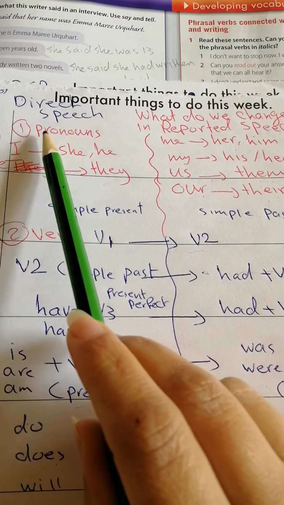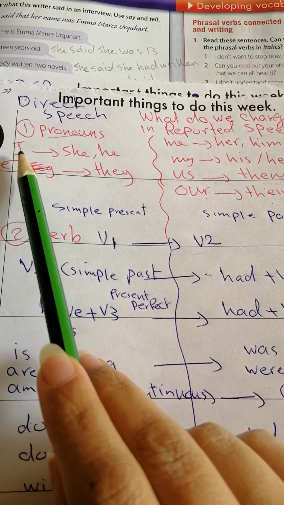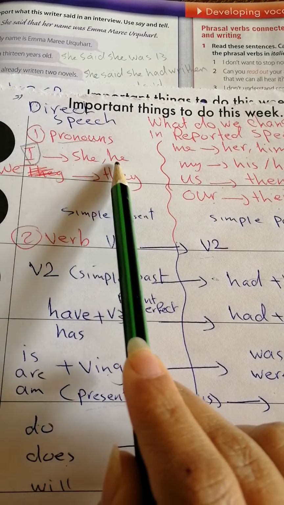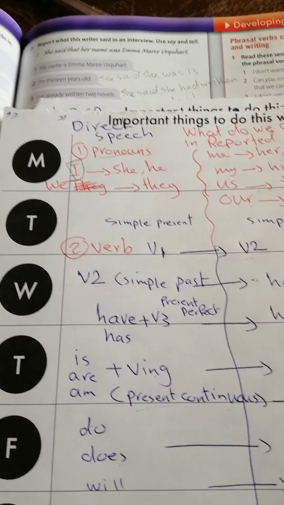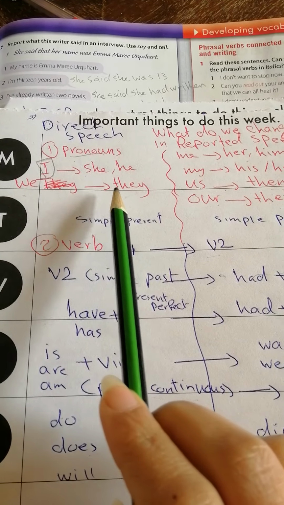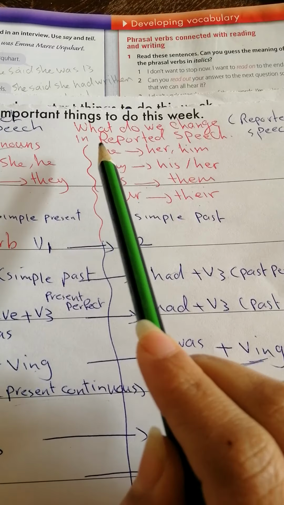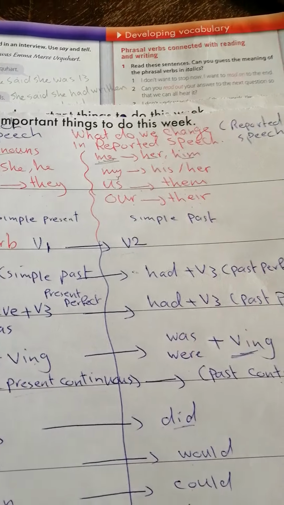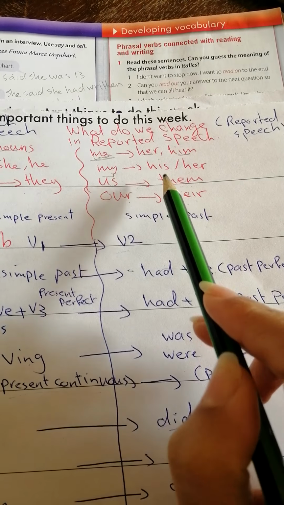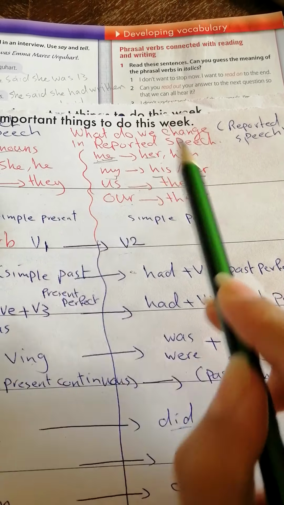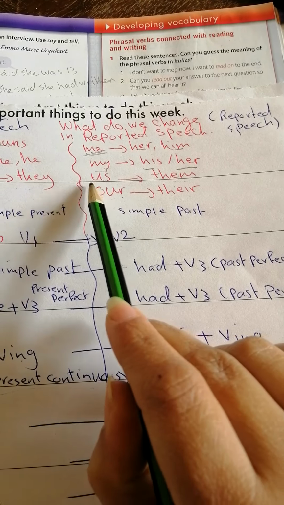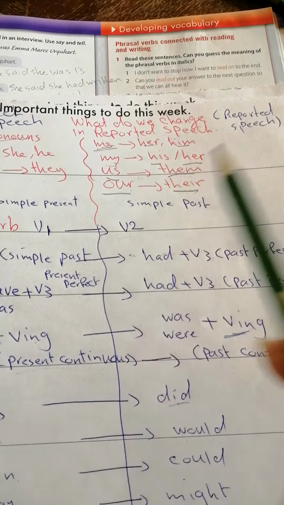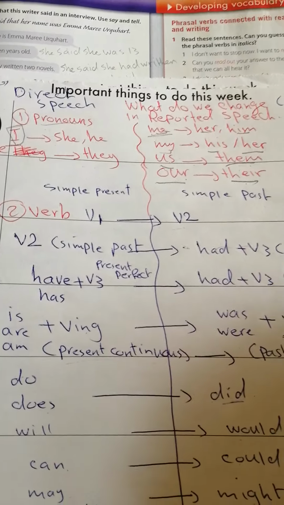Okay, first of all, we talked about pronouns, and we said that if the pronoun in the subject is I, we change it either to she or he according to the speaker. We change it to they, and me, object pronoun, we change it to her or him. My, adjective pronoun, we change it to his or her. It depends also on the speaker. Us, we change it to them. Our, we change it to their. You need to memorize the pronouns carefully.